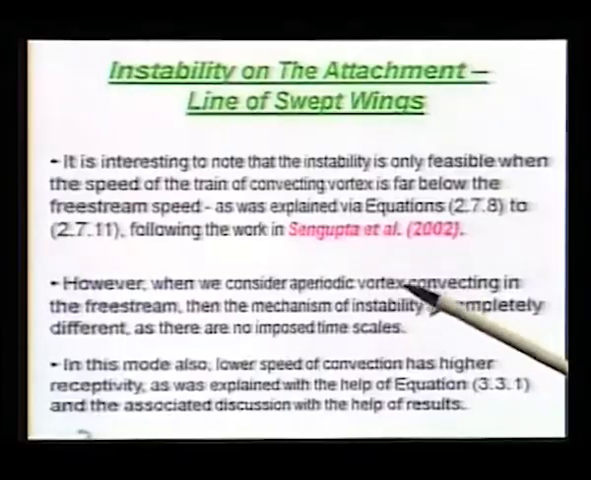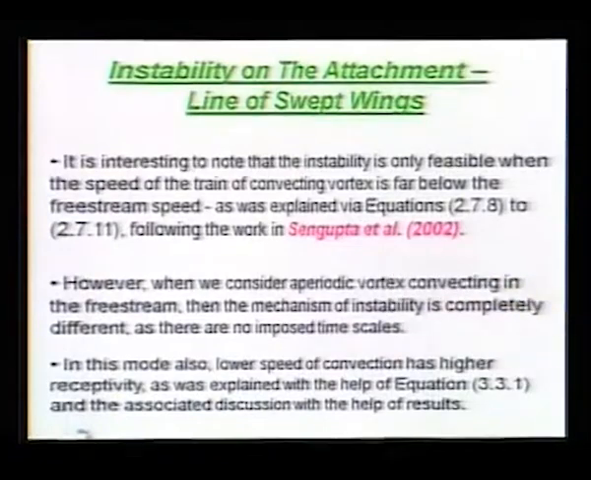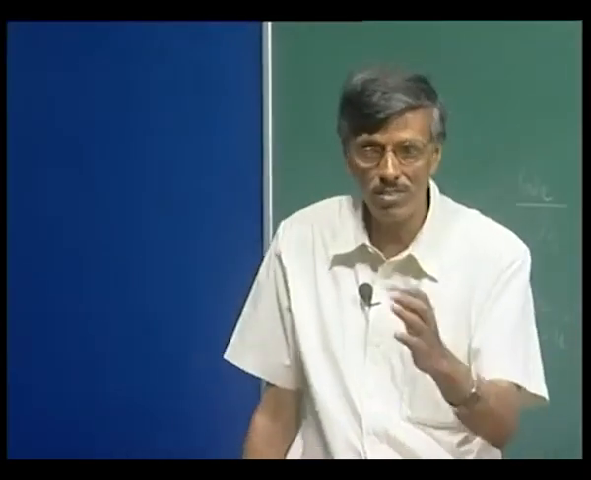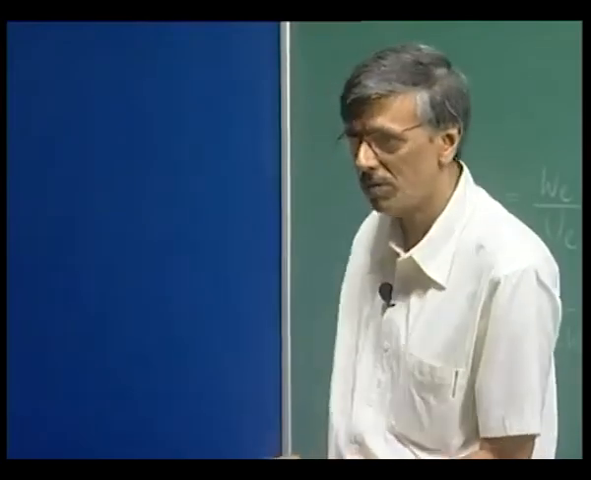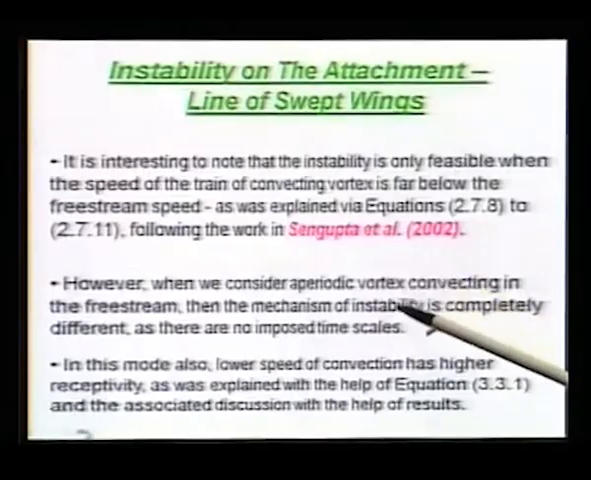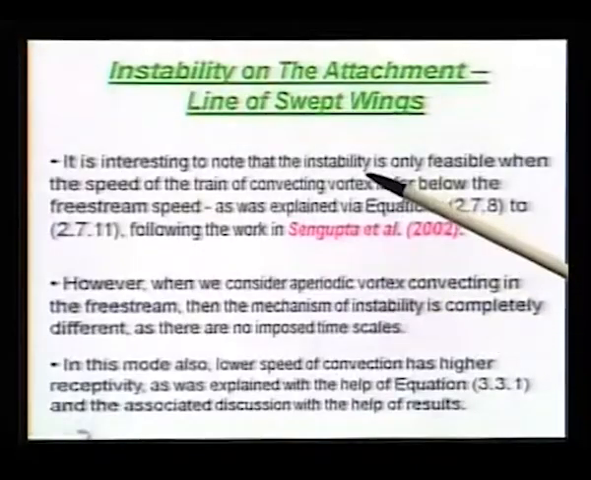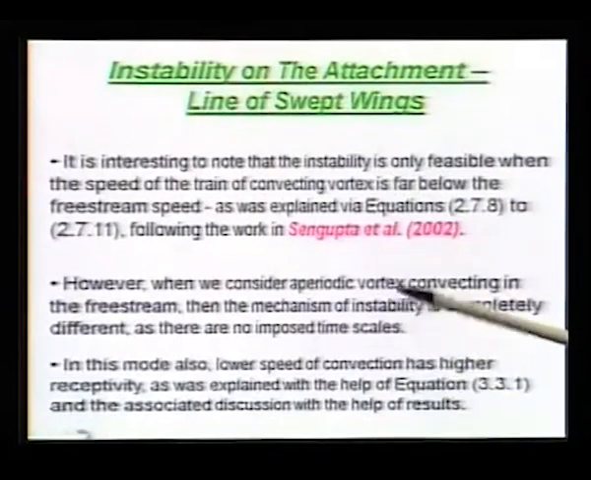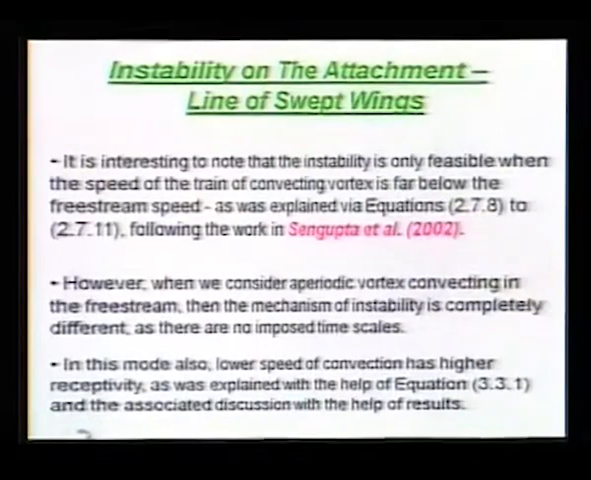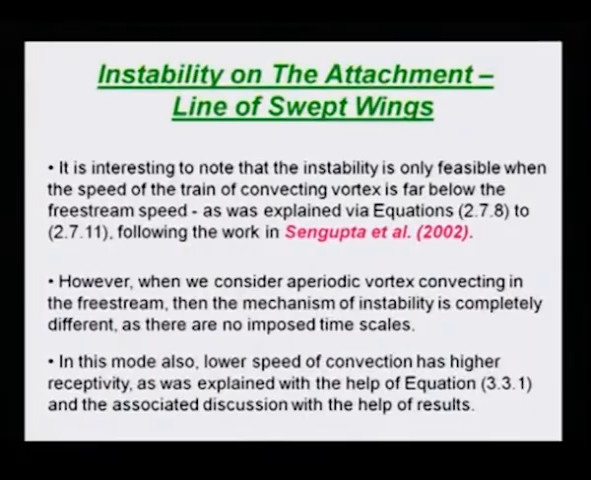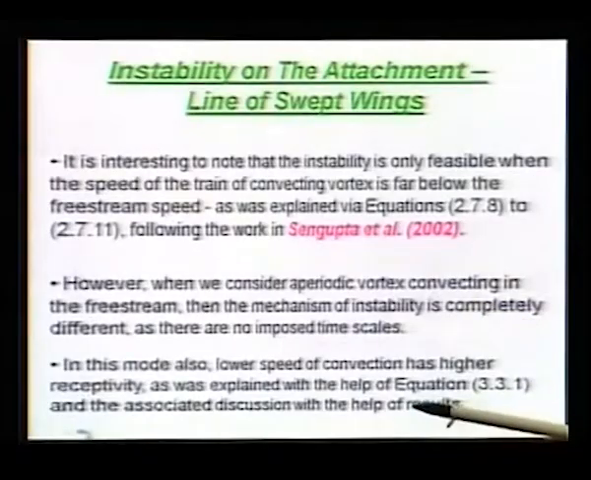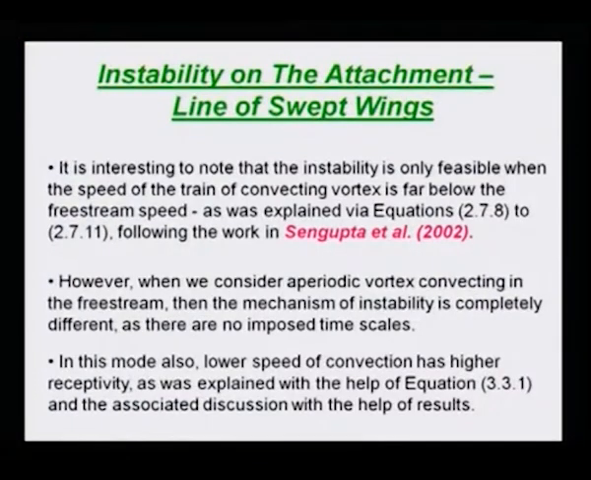So you will notice that for a periodic vortex also, c has to be distinctly different from u infinity, right? That's what we are saying. But there are differences. One of the main differences, of course, in the periodic vortex case, is that you impose a space and time scale. Here you don't. In this case also we said that lower speed of convection has higher receptivity. That we have seen with the help of those expressions for disturbance stream function.